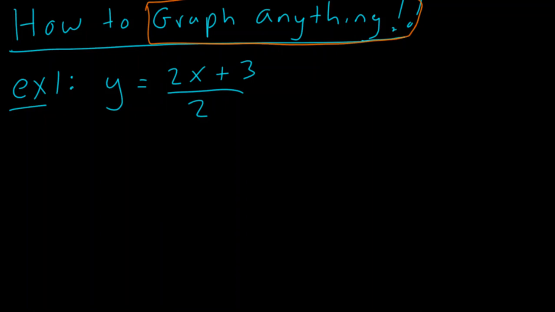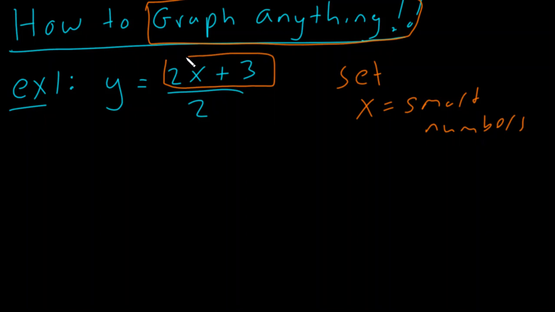If you don't know any of the specific rules of a function, what I would encourage you to do is this. I'd always encourage you to set x equal to what I'm going to call smart numbers. So what do I mean by that? Well, if I choose any arbitrary value of x to plug into this top part, it will eventually be divided by 2. So in this case, I would want 2x plus 3 to equal any set of even numbers.